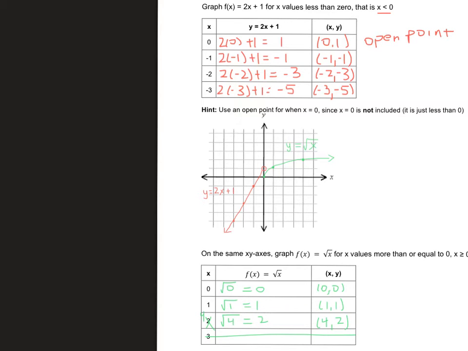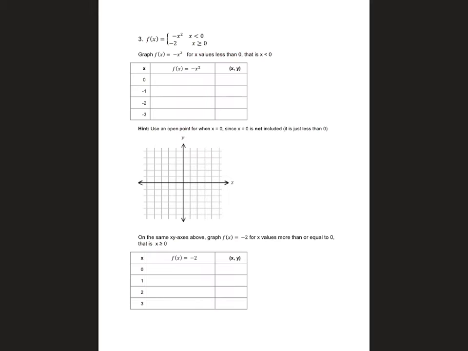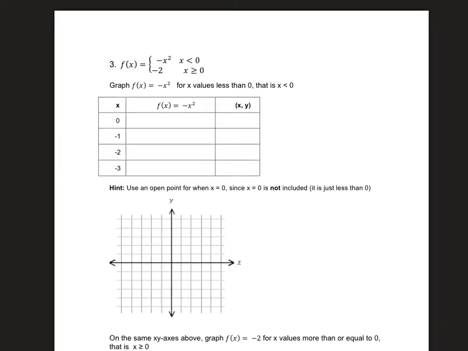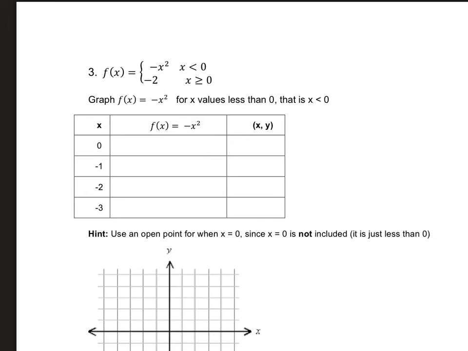Okay, let's move on to the next example. This is number 3 of the practice problems, if you're following along. Now we've got f of x equals negative x squared for x less than 0. Again, that is for negative infinity up to but not including 0. And then it's equal to negative 2 for x values greater than or equal to 0. This time we include the 0 and we go up to positive infinity.